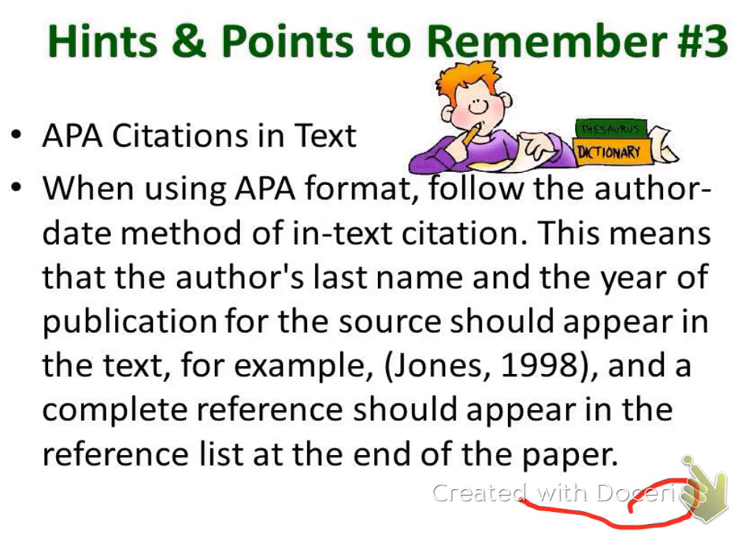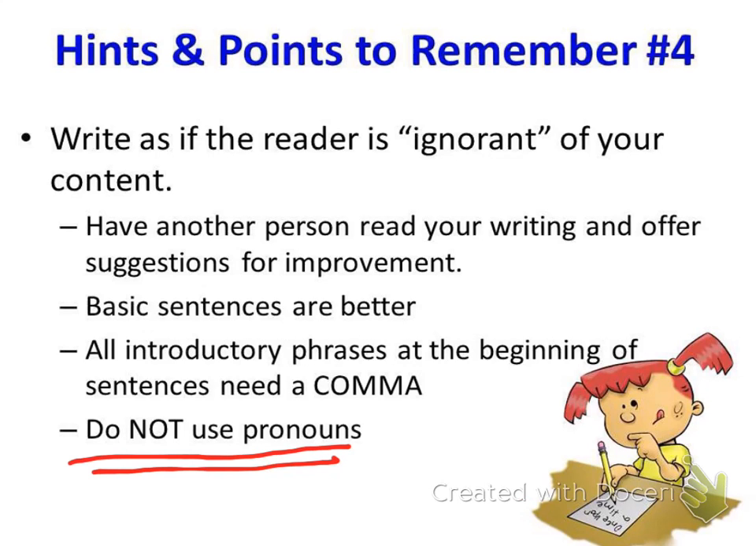Hints and points to remember number 3, APA citations in text is what we're talking about here. When using APA format, follow the author-date method of in-text citations. This means that the author's last name and the year of publication for the source should appear in the text. As an example again, parentheses, Jones, comma, 1998, close parentheses. And a complete reference should appear in the reference list at the end of the paper. That's pretty much what we said in number 2, but it's worth repeating. Let's look at the next slide, number 4.